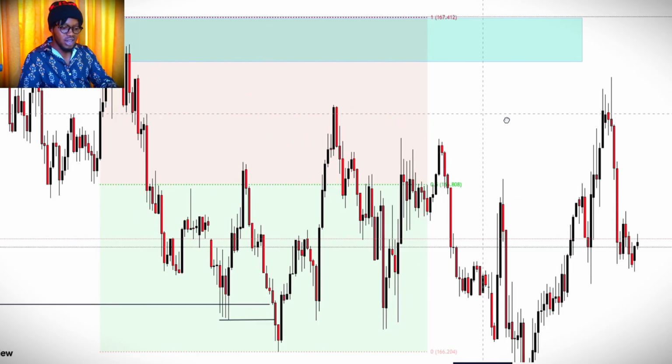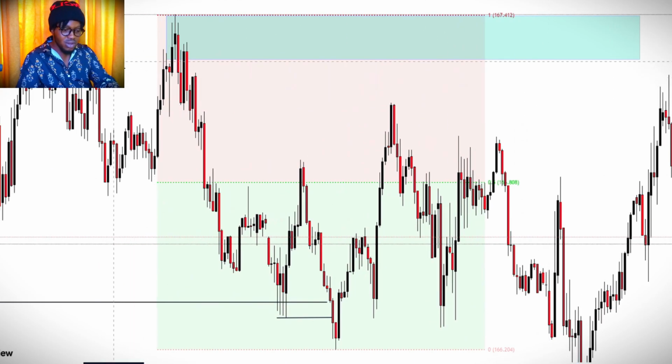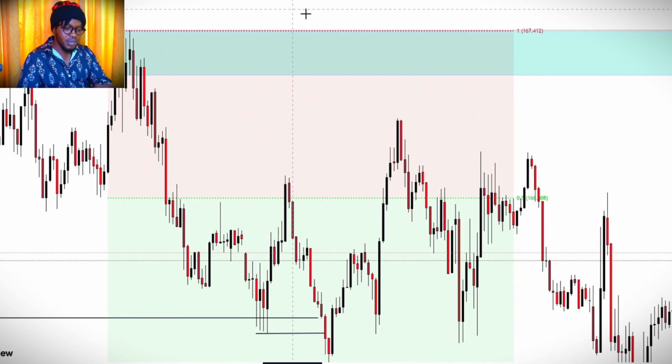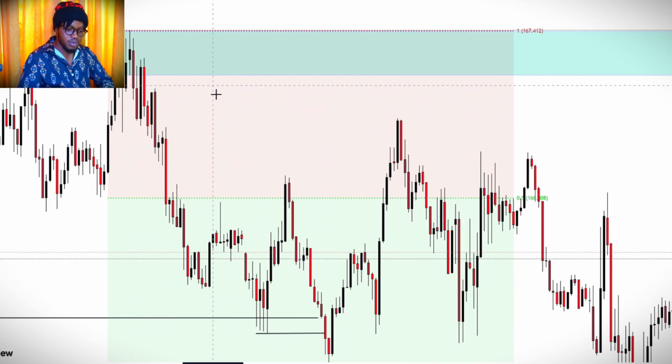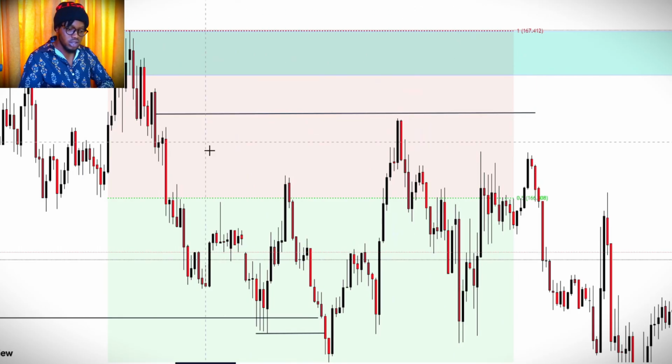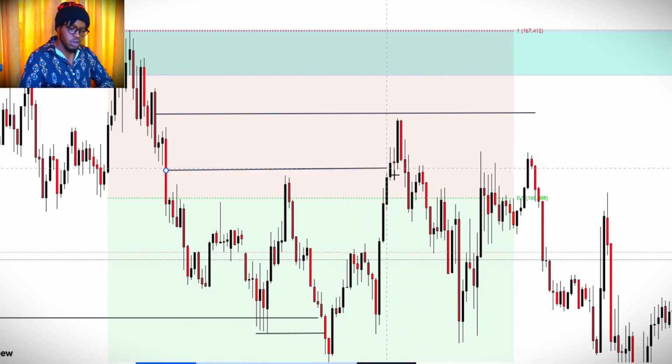And if you see clearly, there is no fair value gap here. Price has already tapped into 50% of all the fair value gaps here. The only fair value gap we are having here is this fair value gap. This one is this one, and this one. So these are the fair value gaps we have.